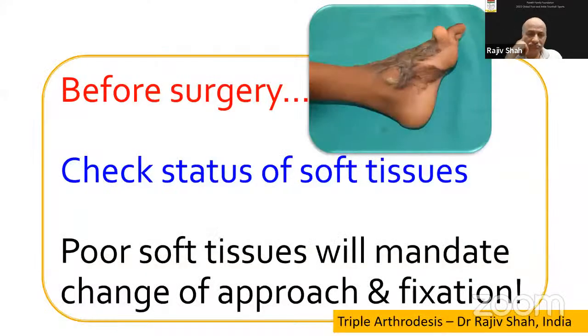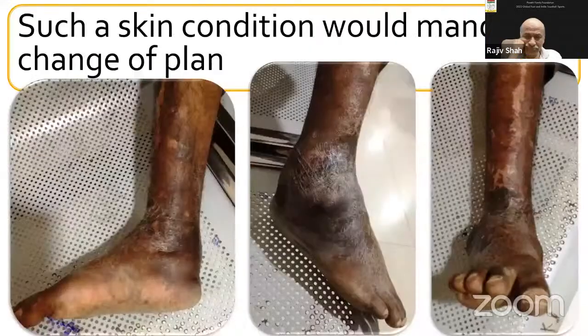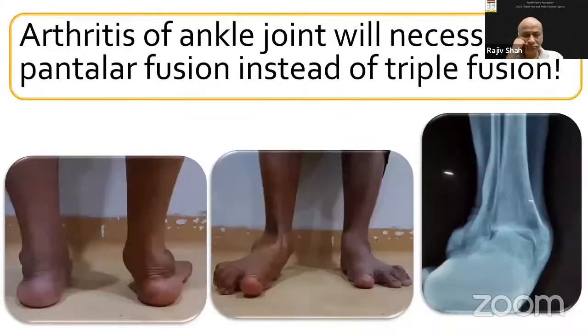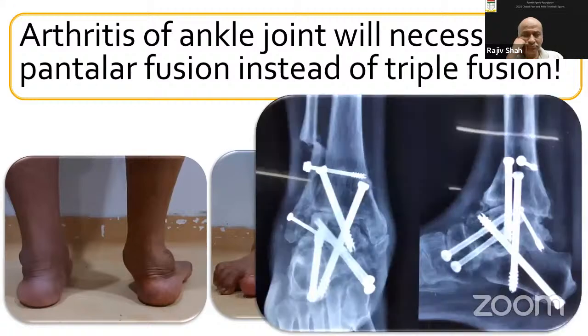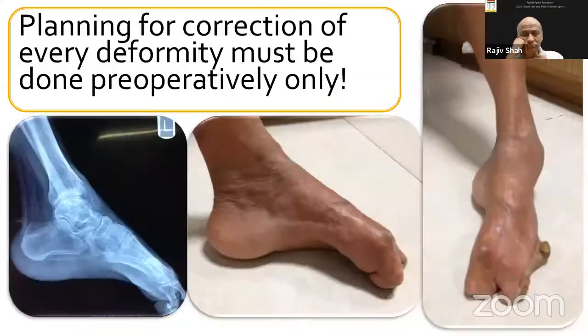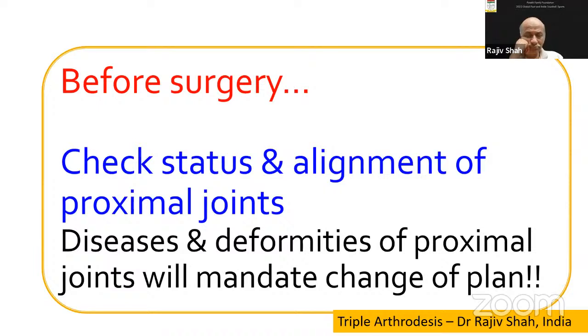Before surgery, check the status of soft tissue. Poor soft tissue like this would mandate change of your surgical plan. You need to check motion of adjacent joint. If arthritis of the adjacent joint is there, then pantalar fusion instead of triple fusion, like in this case, was carried out. Evaluate every deformity. Deformity correction needs to be planned together with the fusion. So planning of correction of every deformity must be done pre-operatively only.